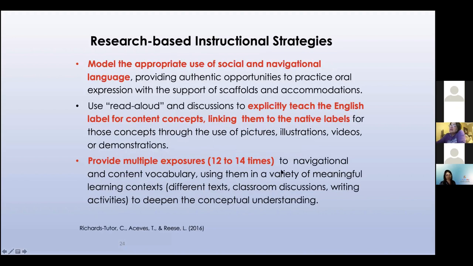So here are some research-based instructional strategies. I told you that typically I talk about these, but I won't have time for this presentation, but I didn't want to not give it to you.